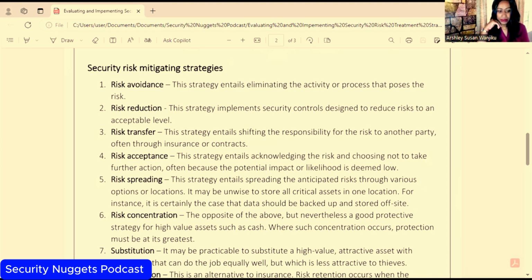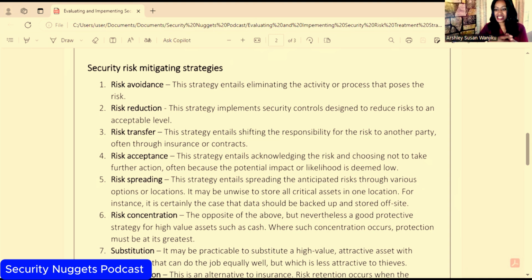And now, when it comes to strategy number 5, risk spreading, this strategy entails spreading and anticipating risk through various options or locations. It may be unwise to store all critical assets in one location. For instance, it is certainly the case that data should be backed up and stored offsite. Okay, that was just one example, so that we can get a glimpse and better assimilate what this strategy is all about. Risk spreading. Basically, you're spreading your assets. You're spreading the risk. Okay.